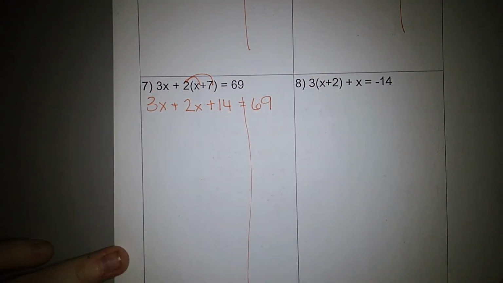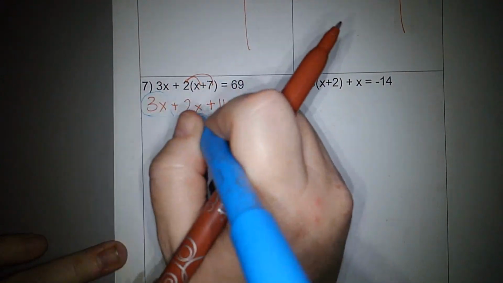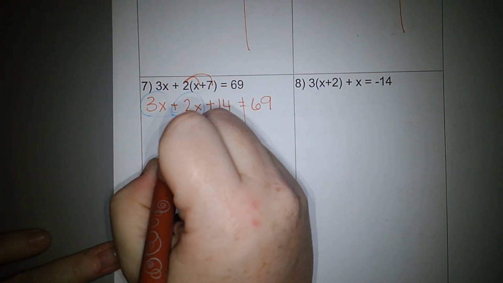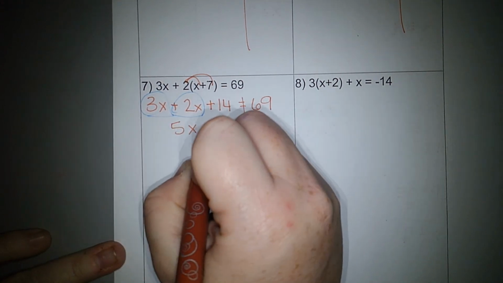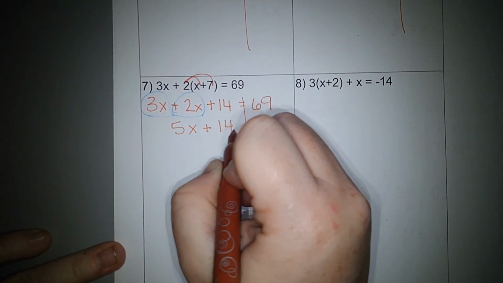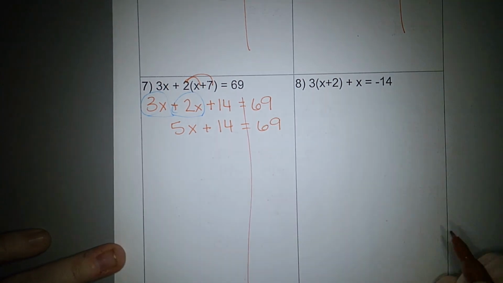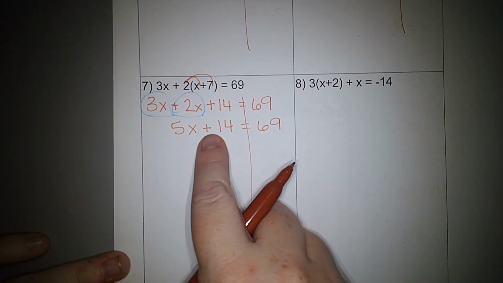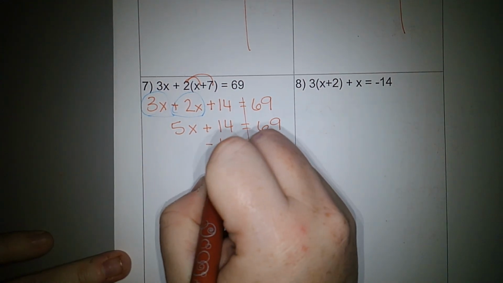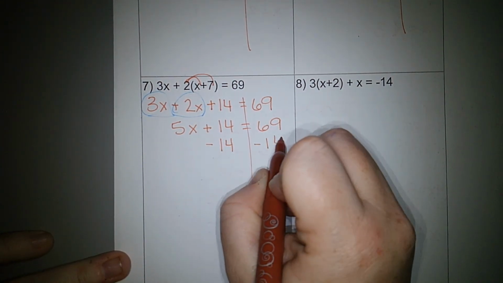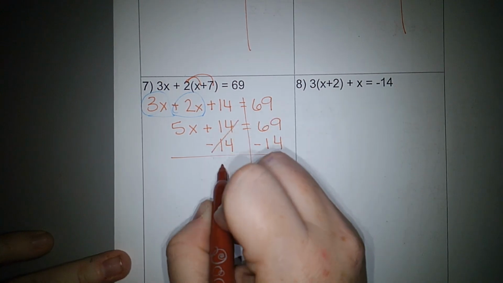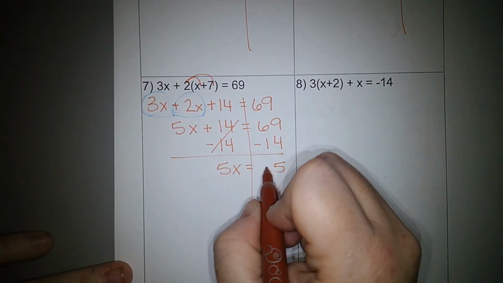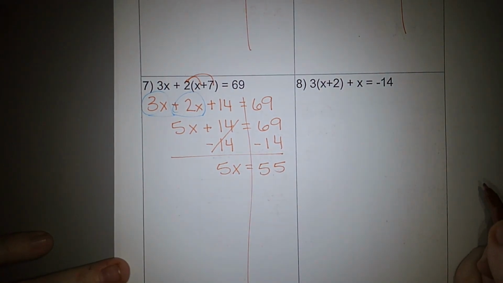I have a couple terms we can combine. We have 3x and we have 2x. 3 plus 2 is 5x. I didn't combine my 14 with anything yet. I'm going to rewrite that. In order to get my variable by itself, I do the opposite of plus 14, which is minus 14 from both sides. 14's cancel out, leaving us with 5x equals 55.